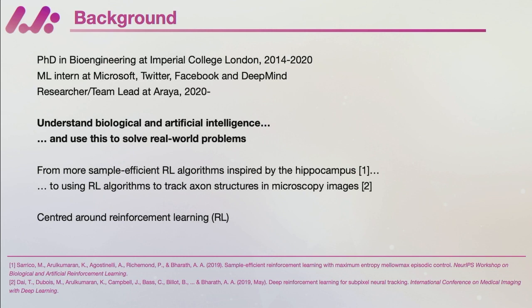So my research agenda is really to understand biological and artificial intelligence and try and apply this to solve real-world problems. Some of the stuff that I've done during my career, I've looked at making more sample-efficient machine learning algorithms, so ones that really need less data to work, things inspired by the hippocampus, for example. And also using RL algorithms to solve problems in, say, medical imaging, such as tracking axon structures in microscopy images. My research is really centered around reinforcement learning with applications to AI and also coming from neuroscience.